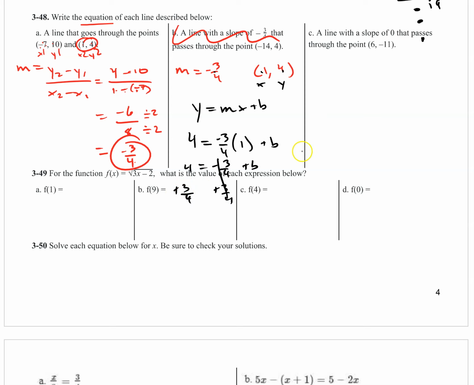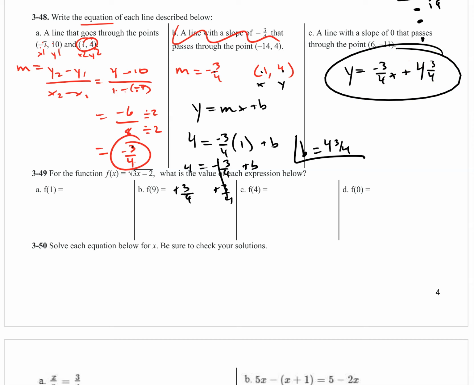So this one's kind of ugly. b is 4 and 3/4. So there's our slope, there's our starting value. y is going to be negative 3 over 4x plus 4 and 3/4.